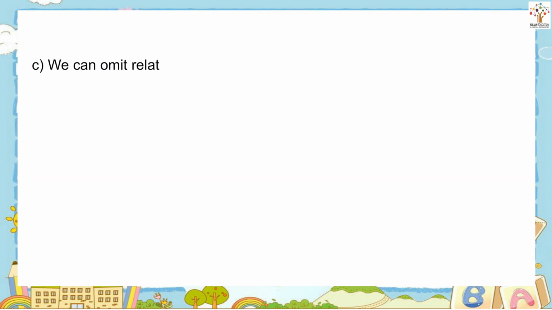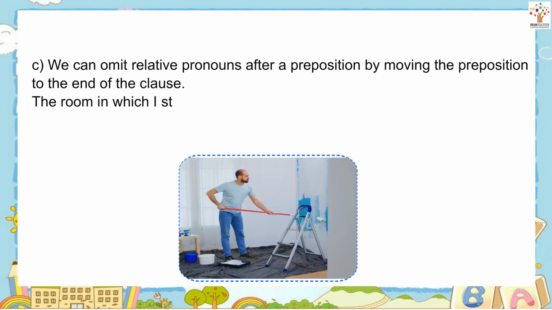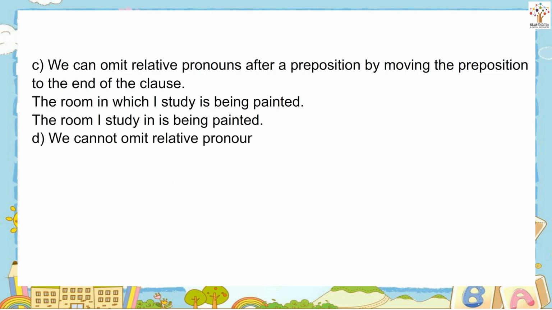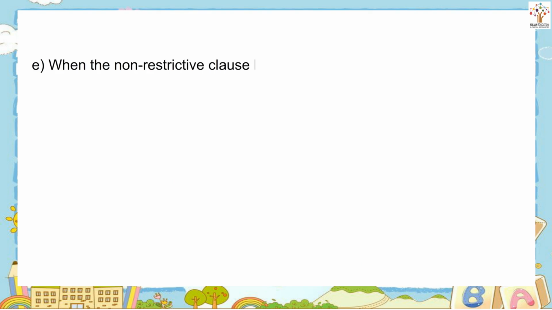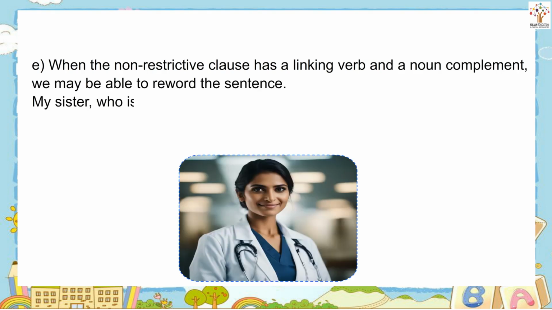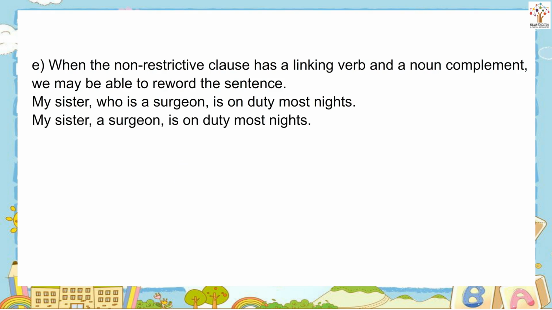We can omit relative pronouns after a preposition by moving the preposition to the end of the clause. The room in which I study is being painted. The room I study in is being painted. We cannot omit relative pronouns from non-restrictive clauses. When the non-restrictive clause has a linking verb and a noun complement, we may be able to reword the sentence. My sister, who is a surgeon, is on duty most nights. My sister, a surgeon, is on duty most nights.